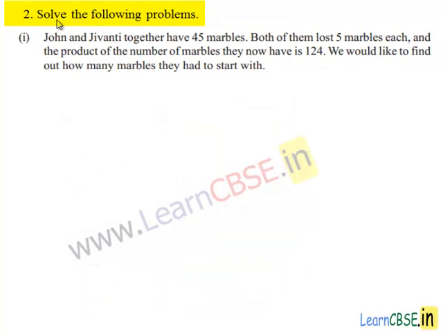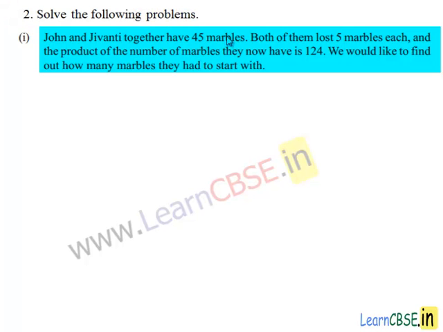Coming to the second problem, solve the following problems. The first bit given is, John and Jivanti together have 45 marbles. Both of them lost 5 marbles each, and the product of the number of marbles they now have is 124. We would like to find out how many marbles they had to start with. Let us see the solution.